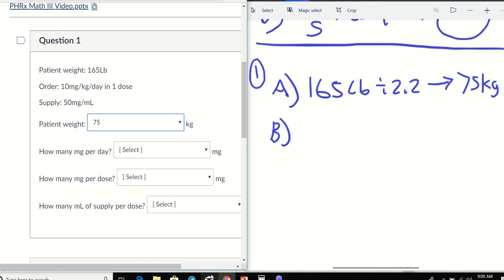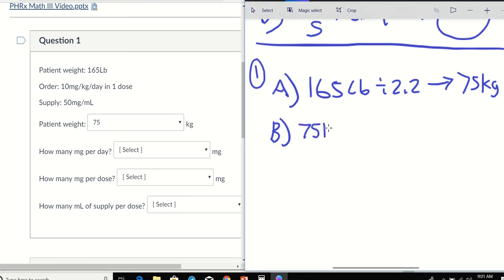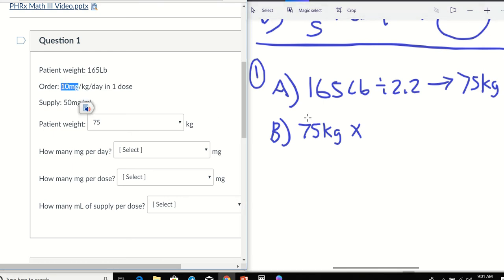Did you get 75? 75 kilos? Do 165 divided by 2.2. Alright, so it's 75 kilos. Now in step B, you're going to take the body weight and multiply by the order per kilogram. So how much drug do we give per kilogram of body weight? In this order, you're going to give 10 milligrams.